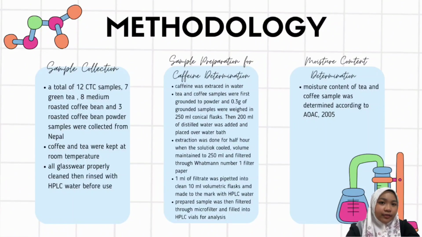Next is sample preparation for caffeine determination. Caffeine was extracted in water. Tea and coffee samples were first ground to powder, and 0.3 gram of ground sample was weighed in a 250 ml conical flask. Then 200 ml of distilled water was added and placed over a water bath. Extraction was done for half an hour, and when the solution cooled, the volume was maintained to 250 ml and filtered through a Whatman No. 1 filter paper. 1 ml of filtrate was pipetted into a clean 10 ml volumetric flask and made up to the mark with HPLC water. The prepared sample was then filtered through a microfilter and filled into HPLC vials for analysis.